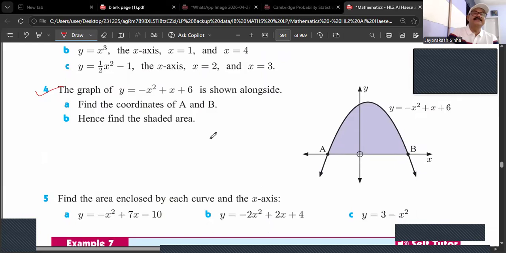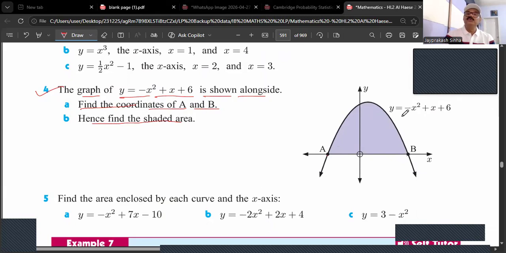So what the question tells: the graph of y equal to minus x square plus x plus 6 is shown alongside. Find the coordinates of A and B. This is the coordinate A, this is the coordinate B, and hence find the shaded area. We have to find this area.